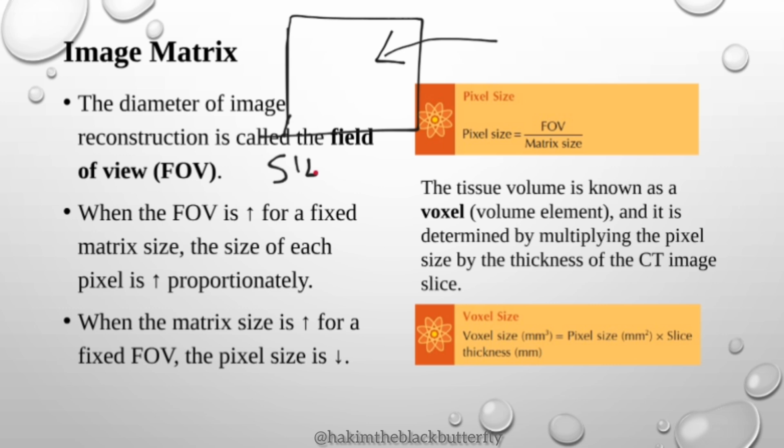A pixel is a two-dimensional part of an image. It's just a two-dimensional image. Just a single pixel is a two-dimensional image. But a pixel also has a thickness because a slice of an image has thickness. If the thickness of a slice is 3 millimeters, also the thickness of the pixel is 3 millimeters.